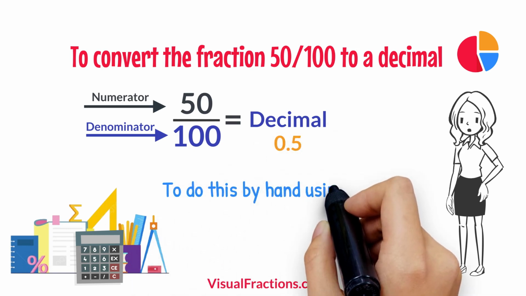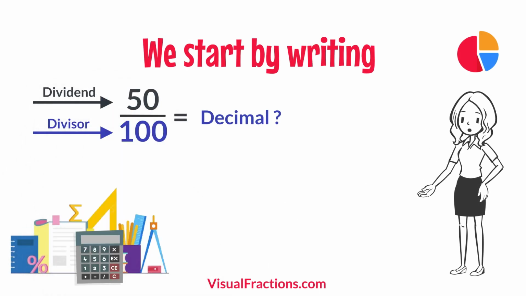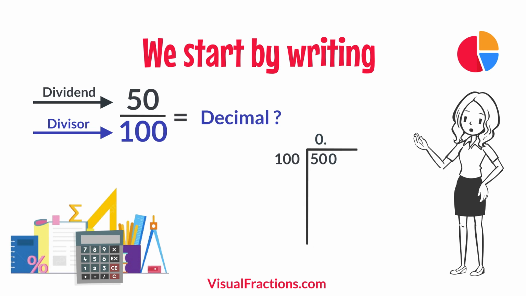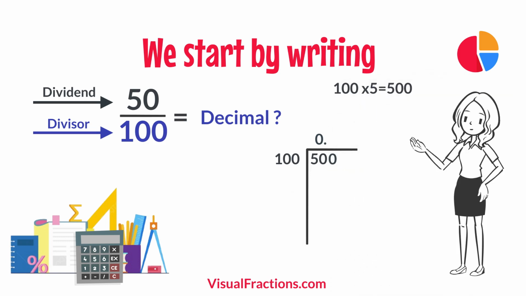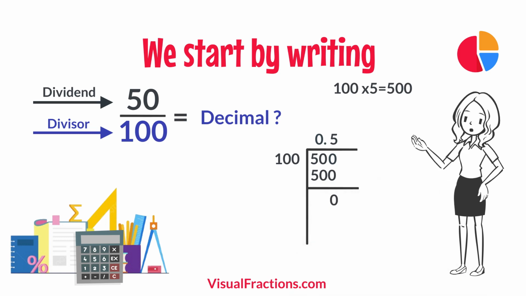To do this by hand using long division, we start by writing 50 as the dividend and 100 as the divisor. Since 100 doesn't fit into 50, we add a decimal point in our answer and append a 0 to 50, making it 500. How many times does 100 go into 500? Exactly 5 times. We write 5 after the decimal point in the quotient. Multiplying 5 by 100 gives us 500. When we subtract 500 from 500, we get a remainder of 0.